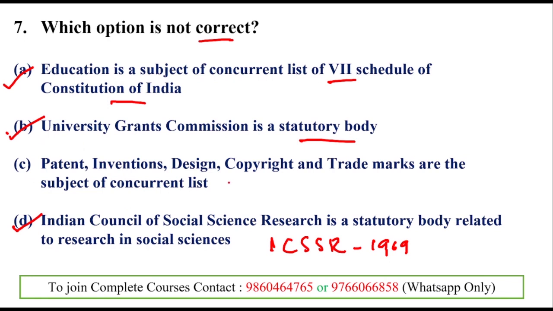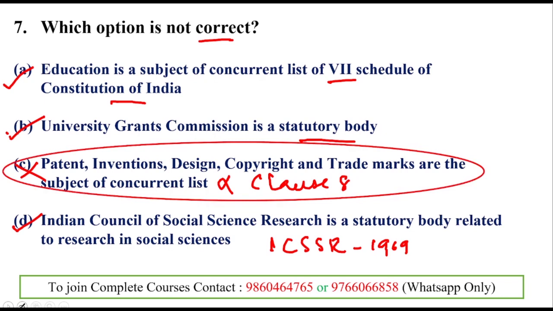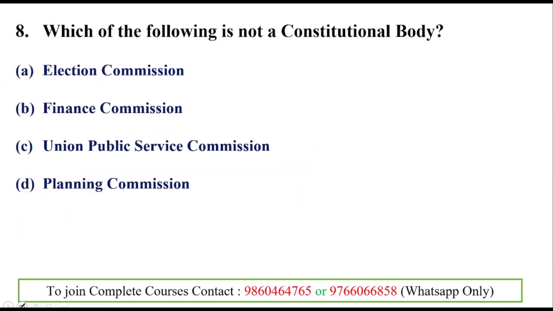But patent, invention, design, copyright, and trademarks are the subject of the concurrent list. That's wrong. It's not a subject in the concurrent list. It is a separate clause, clause 8. Clear? So this is a wrong option, and the answer is option C. Moving to the next one. Which of the following is not a constitutional body?